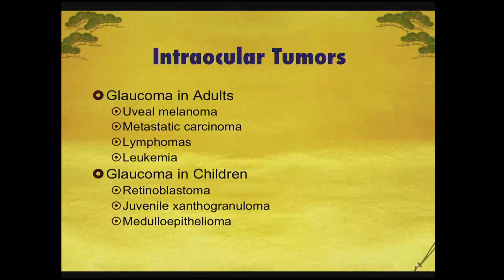The most common tumors to cause glaucoma in adults are listed here: uveal melanoma, metastatic carcinoma, lymphomas, and leukemia. And in children, they would be retinoblastoma, juvenile xanthogranuloma, and medulloepithelioma.